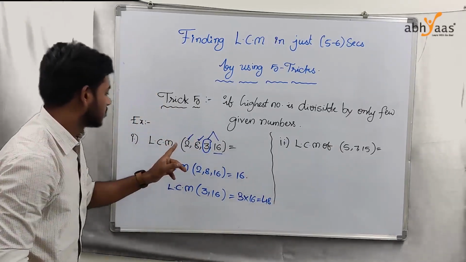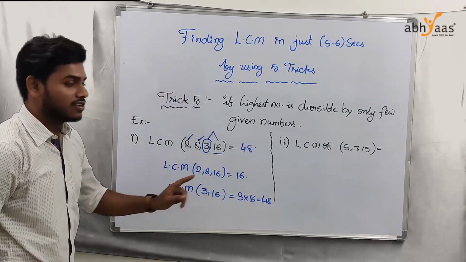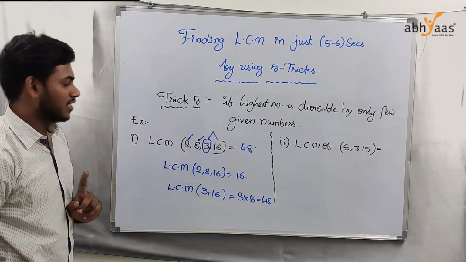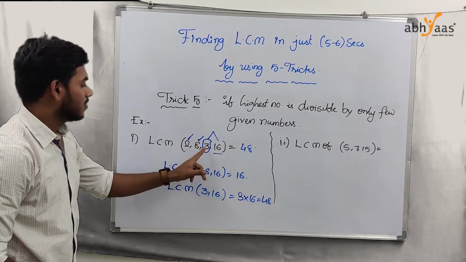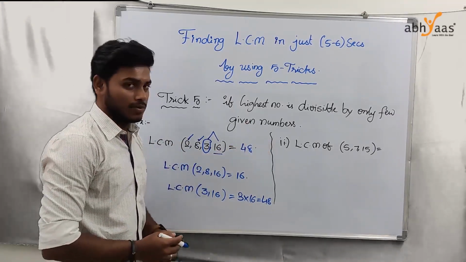Hence the LCM of 2, 8, 3 and 16 is equal to 48. And the LCM of 3 and 16 is also 48. The LCM of 2, 3, 16 is also 48. The LCM of 3, 8 and 16 is also 48. Let's have a look at the second example as well.